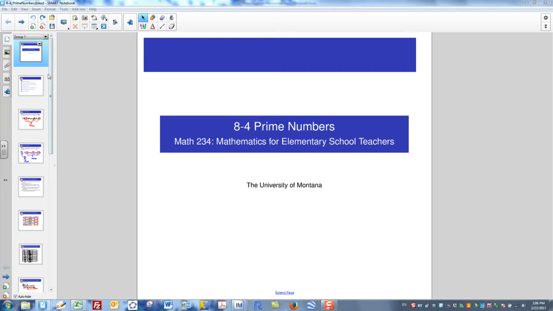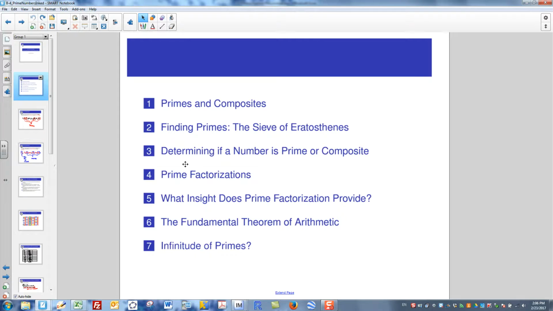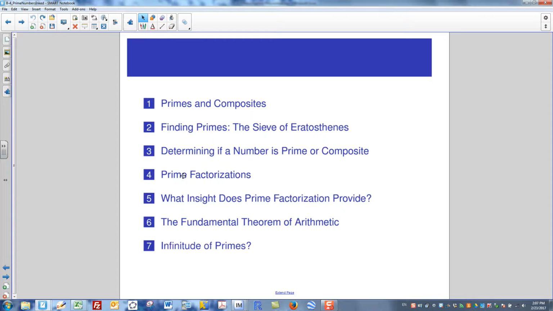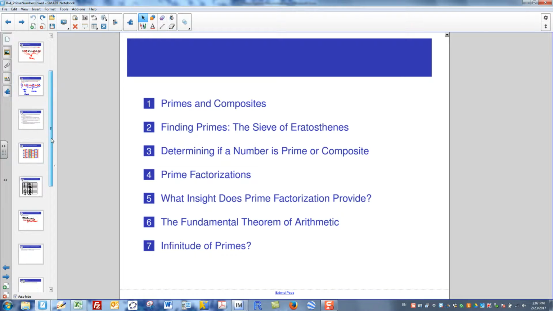And where have we been? So far we've taken a look at the first three of these bullets. We know what primes and composites are. We've talked about finding them using a process known as the sieve of Eratosthenes. And we've talked a little bit about how we can determine if, let's say, a given three-digit number is prime or composite through trial division up to the square root. So let's move on and talk a little bit about prime factorizations, the fourth topic in our list here.